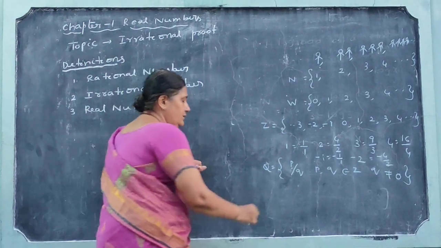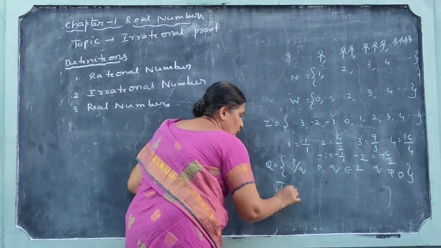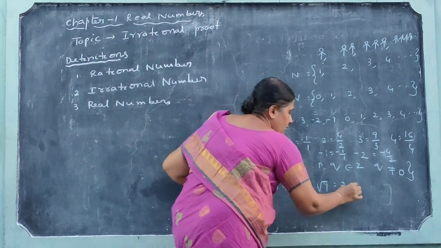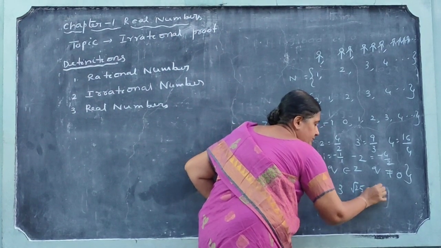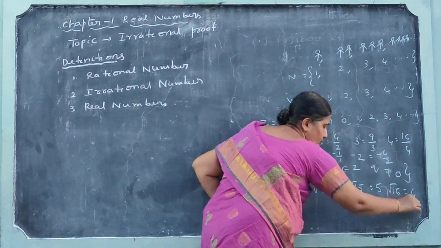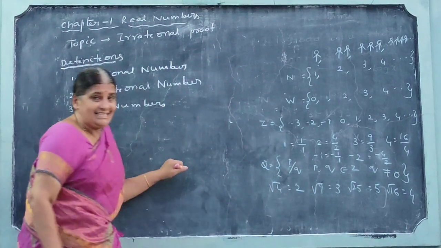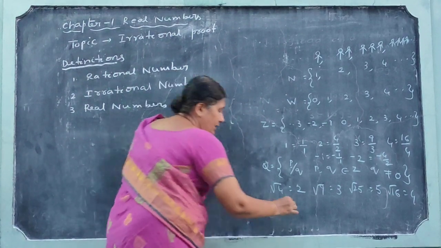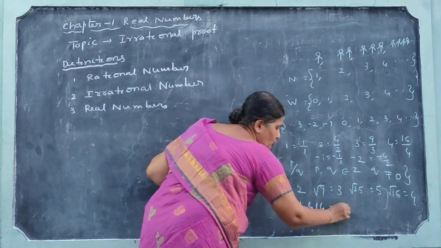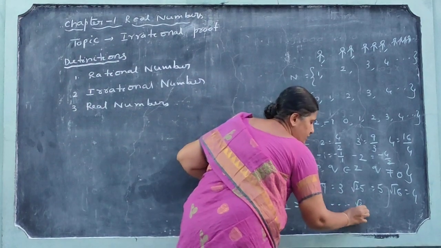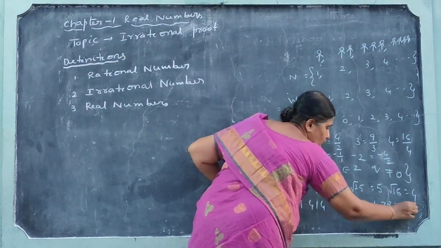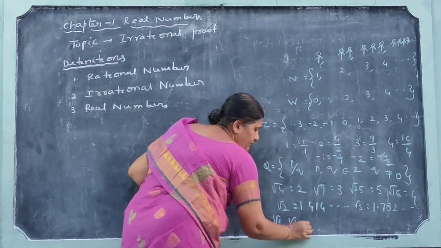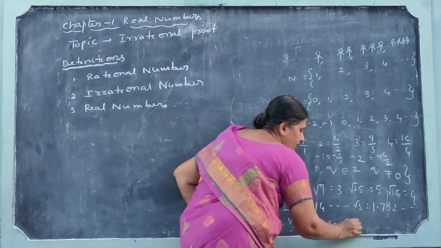So one more thing, listen all of you. Root 4, what is the answer? 2. Root 9, what is the answer? 3. Root 25, what is the answer? 5. Root 16, what is the answer? 4. So all are called what? Integers. So here root 2, what is the answer? We can't say orally, but it is 1.414, so on like this. Like this, root 3 is equal to 1.732, so on. So the numbers which are in the form of root 2, root 3, root 5 are called what? Irrational numbers.